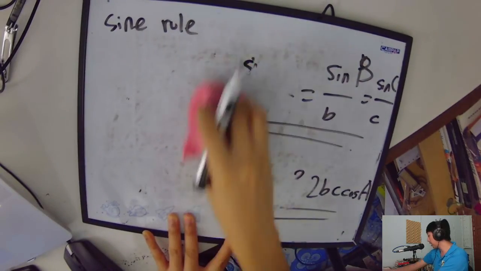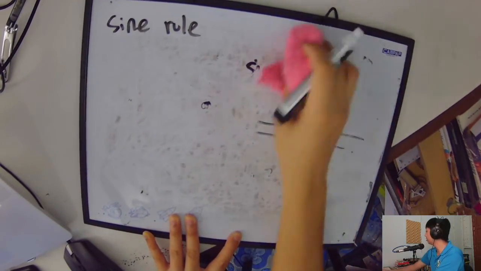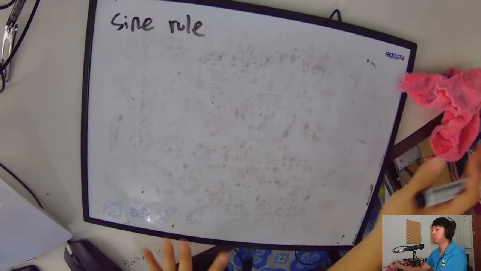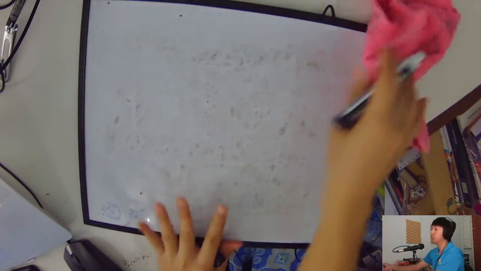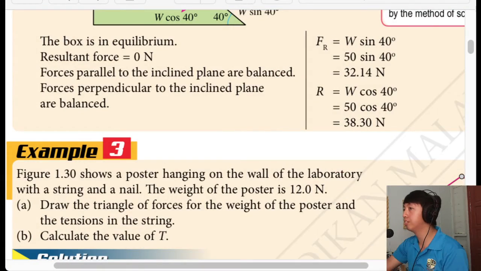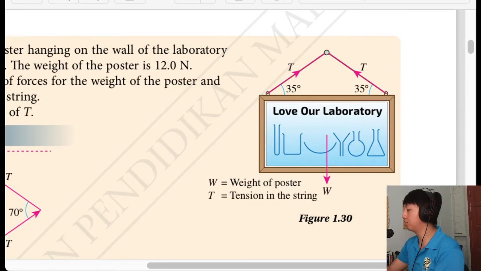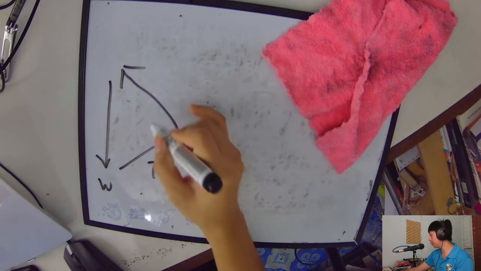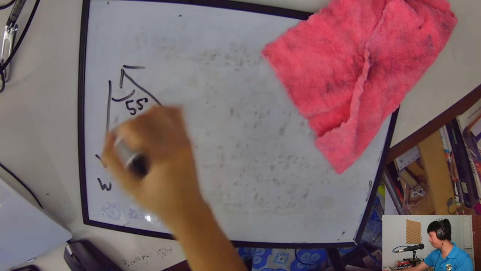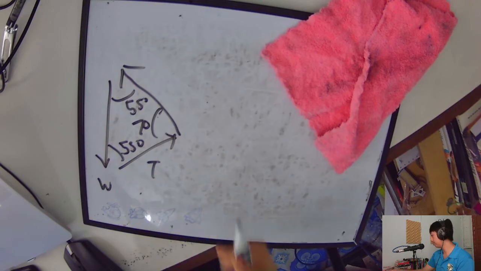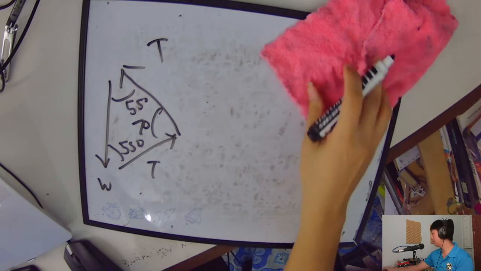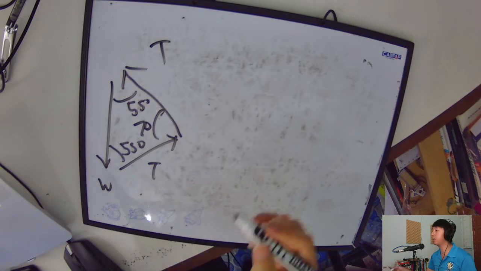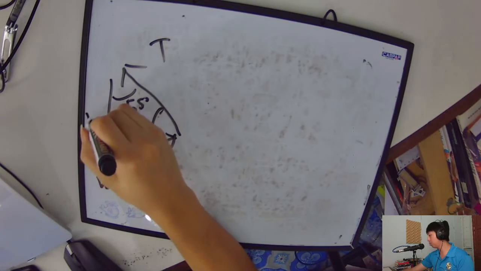So back to the triangle that we drew earlier. So W, T, and T. And we know that this is 70, 55, and 55. So let's try first using the sine rule. We know that W equals 12. So let's put down 12 here.